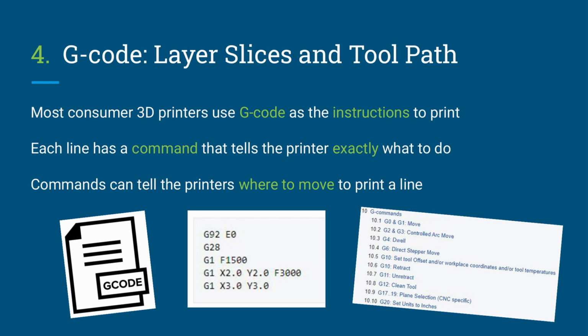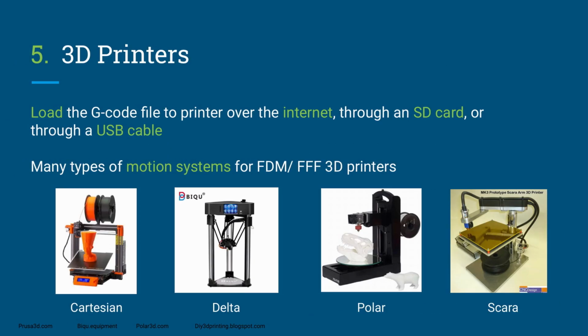So now it's time to talk about 3D printers themselves. We're going to have to load our G-code file onto the 3D printer. And we can do that over the internet, through an SD card, or through a USB cable. And there are many types of motion systems for FDM/FFF 3D printers. They all lay down melted plastic layer by layer. But there are different motion systems that printers use to lay down that material.